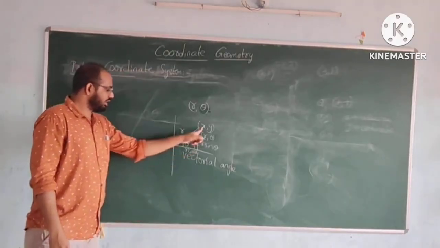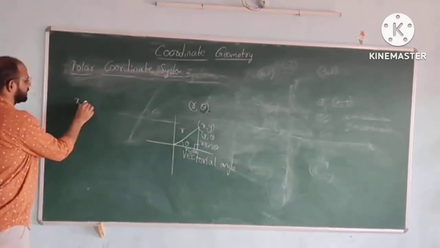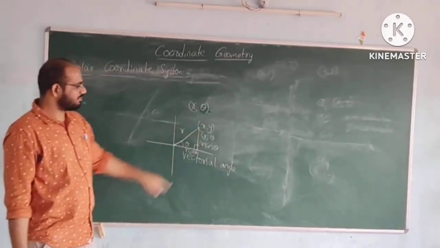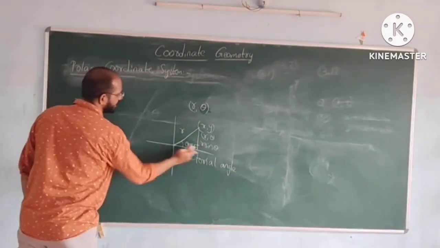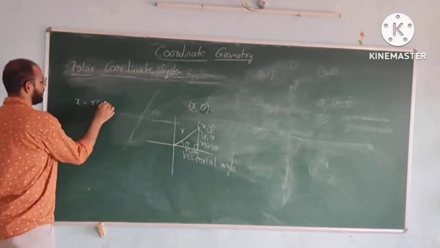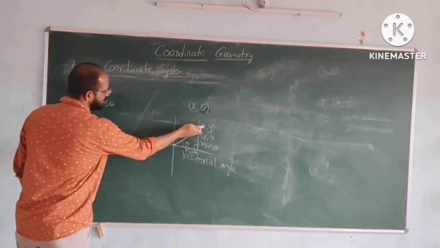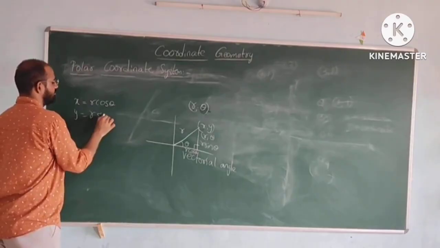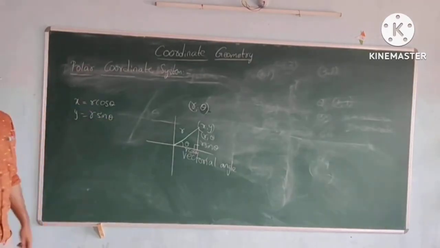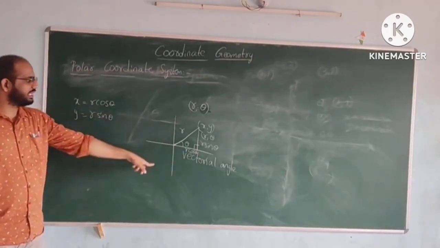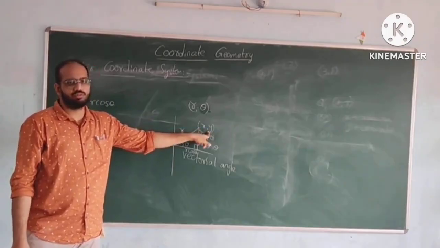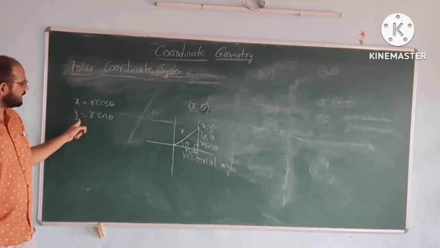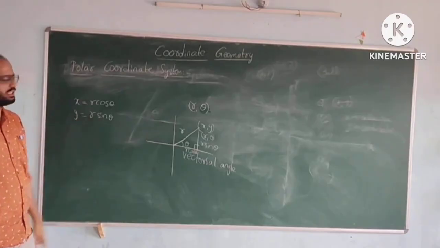Right. Now, x means what? We already told it is the distance from the y-axis. So it is equal to the distance from the y-axis, r cos theta. y means it is the distance from the x-axis. So y is r sin theta. If you want to convert from the polar coordinate system to the rectangular coordinate system, you can use the conversion x equal to r cos theta and y equal to r sin theta.